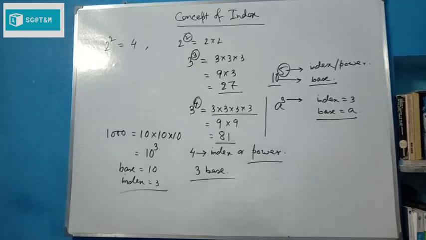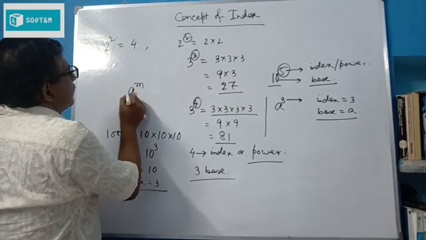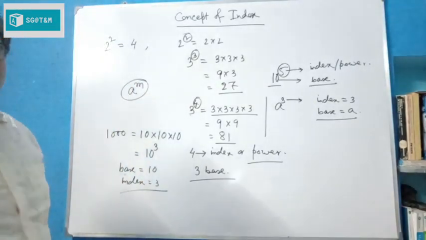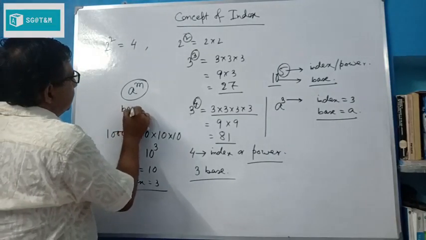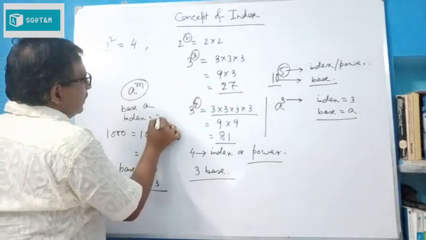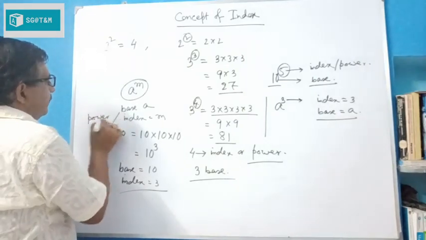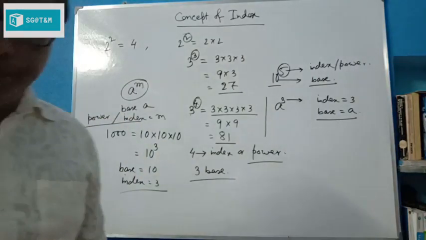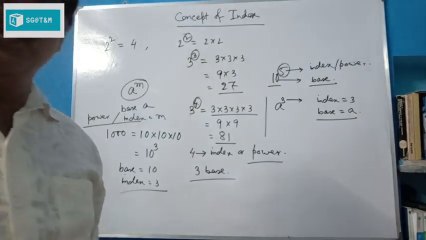Clear? So which one is base and which one is index? Now it is clear to all of you most probably. If we write a to the power m, then which one is base? Very easy. Base is a and index is m, index or power. So which one is base and which is index? It is clear to all of you now.